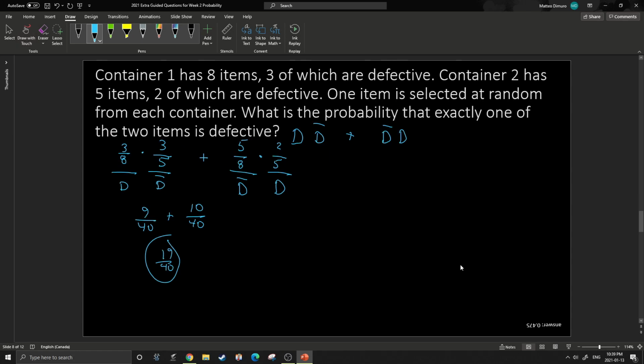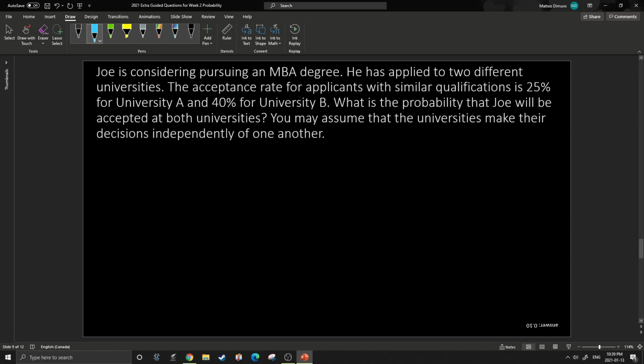All right. What the heck just happened? There we go. Well, Joe. You're pursuing an MBA. All right. He applied to 2 different universities. The acceptance rate for applicants with similar qualifications is 25% for University A and 40% for University B. Wow, very posh. What is the probability that Joe will be accepted at both? You may assume the universities make their decisions independently of one another.